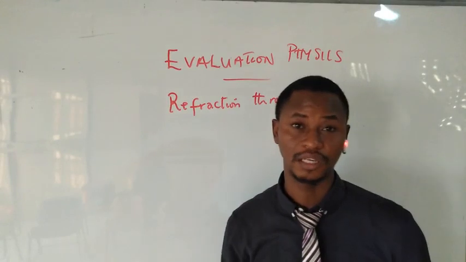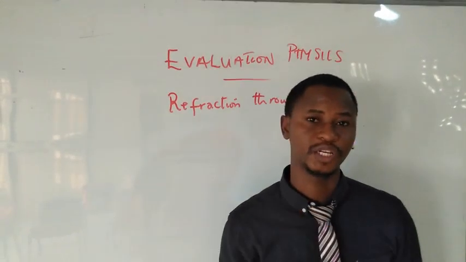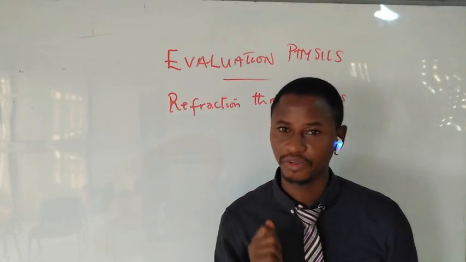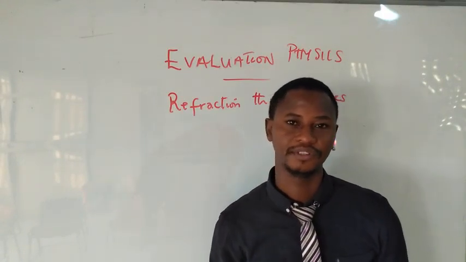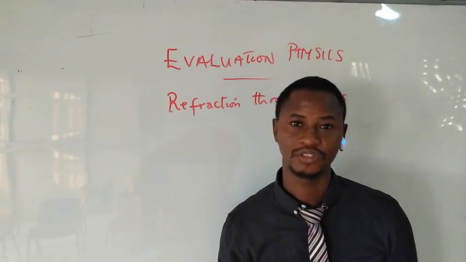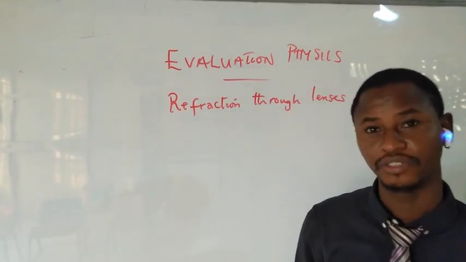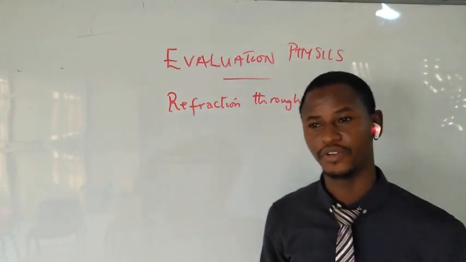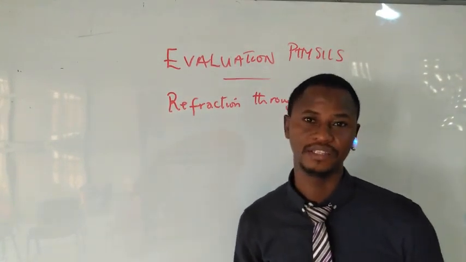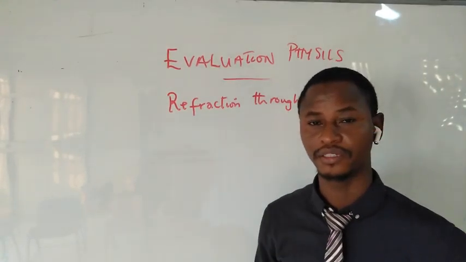What is a lens? A lens is any transparent medium or transparent material that has at least one side of the surface curved. There are different types of lenses, but that is not going to be discussed in this class. Our focus, like I said, is refraction through lenses: the ray diagram, how the light enters the lens, and also how it is refracted to the other side.